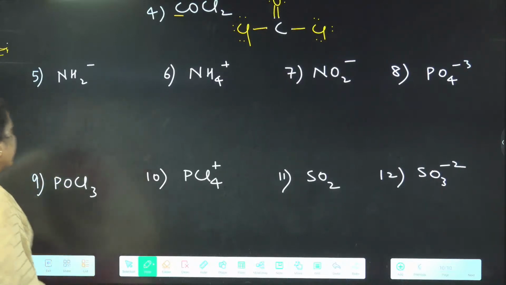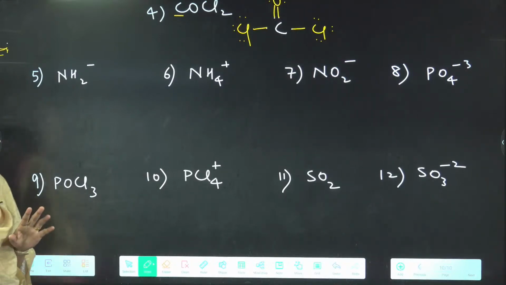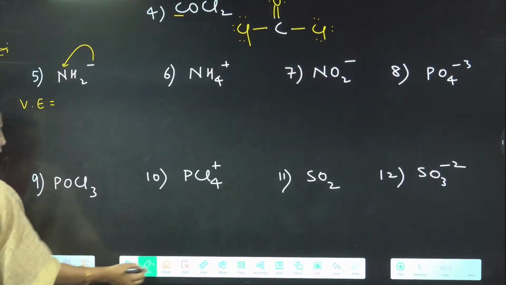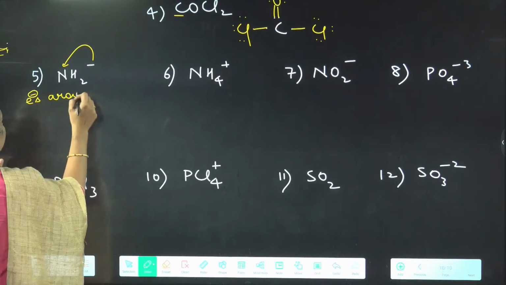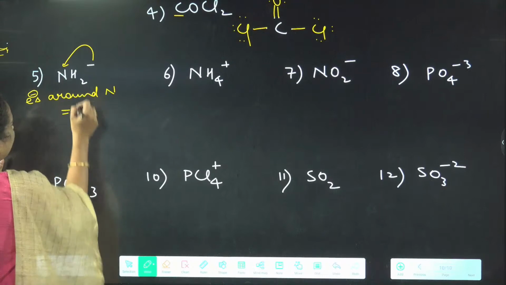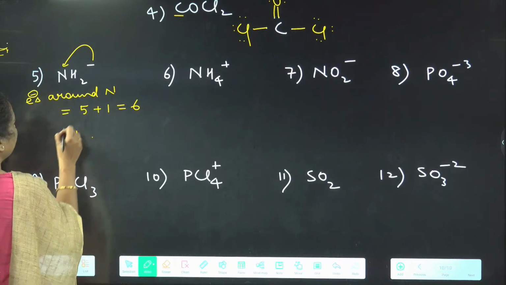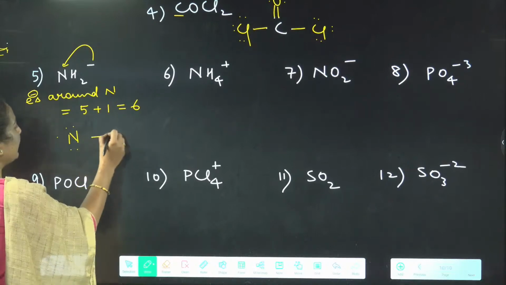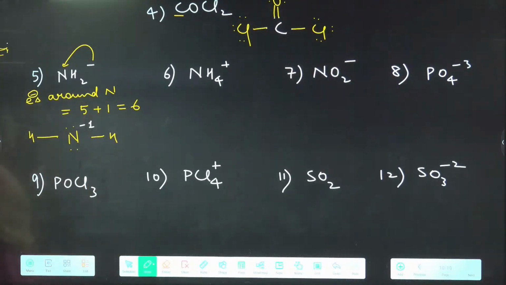Okay. Now in case of this NH2 minus, here you see it is negatively charged. Does it have oxygen? It doesn't have. So basically this electron has to be counted here. So the valence electrons, or else we say the electrons around nitrogen, how many will be there? It will be 5 valence electrons plus 1. So you are having 6, right? Now you put like this, 6 electrons around nitrogen, right? Now you are having hydrogen here, 1 hydrogen here. Now simply put minus 1 here on the central atom. Getting it?